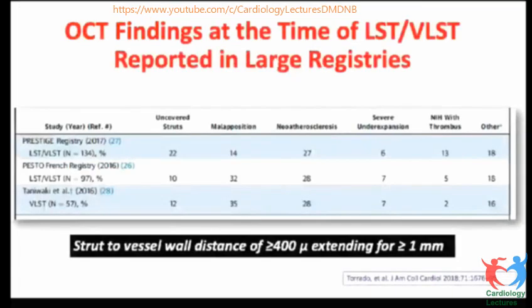So these are the stent studies which have just looked into various parameters that are resulting in follow-up stent thrombosis. So here malapposition is an important parameter. These studies have shown that any malapposition which is more than 400 microns in distance and more than 1 millimeter in length is what is commonly observed in patients presenting with stent thrombosis.